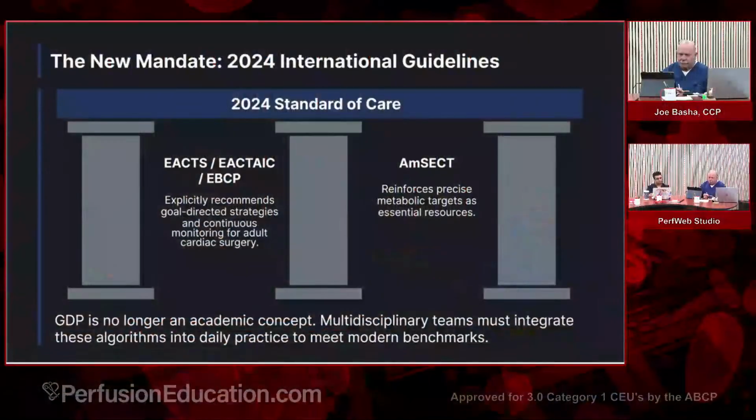Yep. And then the new mandates for goal-directed perfusion. This is out of 2024 with the Europeans and with AMSECT. GDP is goal-directed perfusion, no longer an academic concept. Multidisciplinary teams must integrate these algorithms into daily practice to meet modern benchmarks.